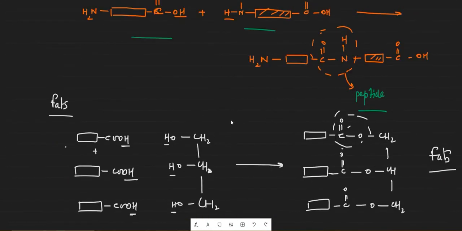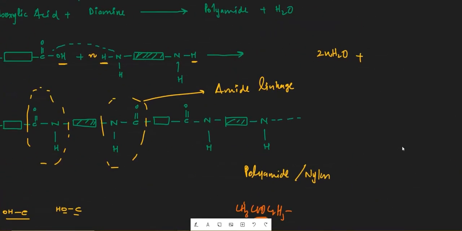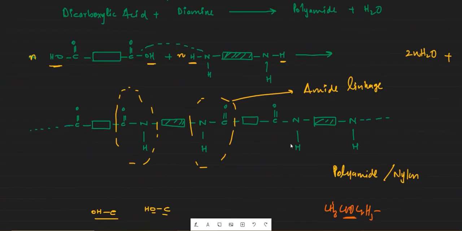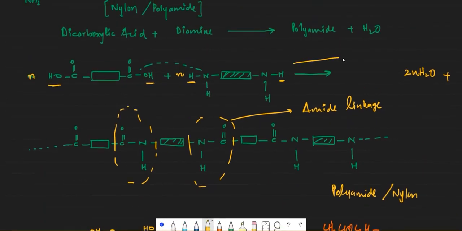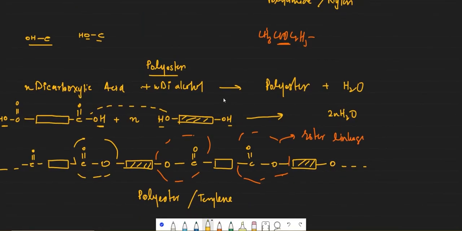One thing that I told you so far is that esterification is also kind of a condensation reaction because water is being removed. One thing that I didn't tell you is that you can actually reverse this reaction. If you reverse this reaction, this would be hydrolysis. If you break down nylon with the help of water, in the presence of concentrated H2SO4 and heat, it will break down into dicarboxylic acid and diamine. Similarly, if you break down polyester by hydrolysis, you will get dicarboxylic acid and dialcohol.